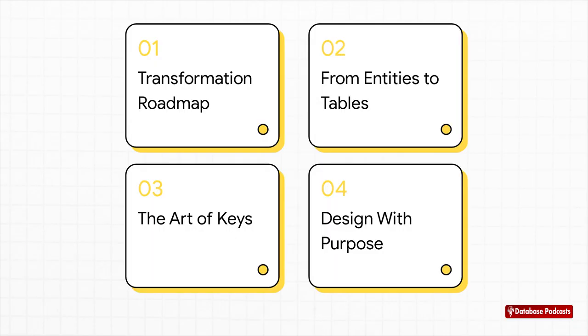So, to get from that blueprint to a solid plan, we're going to walk through 4 key things. First, we'll look at the overall roadmap. Then, we'll get practical and talk about turning entities into tables. After that, we'll get into the really crucial art of choosing keys. And we'll wrap it all up by talking about designing with a clear purpose.